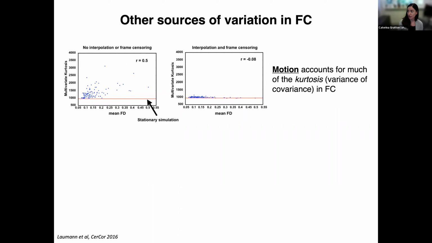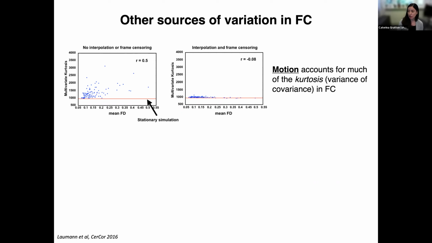When we look at it more closely, we can show that motion does indeed correlate with the kurtosis of the BOLD signal, that is the variance of the covariance structure. And so what you can see here is the mean FD of a given session correlates with its variability in functional connectivity structure. Once you have removed those high motion windows, you can find that this variability is drastically reduced.